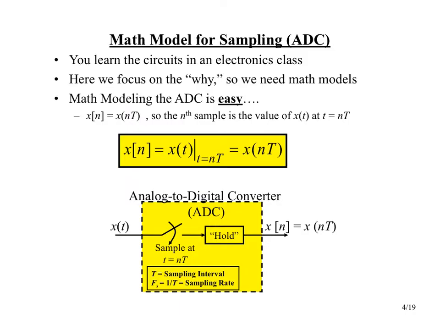Our math model for sampling is very, very straightforward. We just say the nth sample is x evaluated at the time nT. So it's literally just x evaluated at nT. Here you can see the value of using parentheses to show the continuous time signal and square brackets to show the discrete time signal. That way we know that is the continuous time signal evaluated at the time nT.